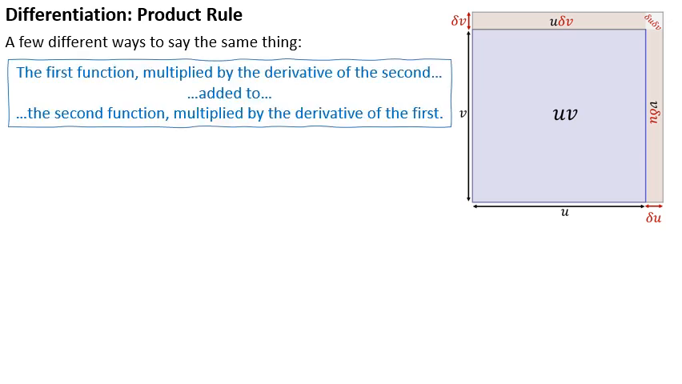So we could say the first function multiplied by the derivative of the second added to the second function multiplied by the derivative of the first. It's got this nice symmetry in it, which reflects the symmetry of products anyway. UV is the same as VU, so whatever formula we're expecting to get, it should have been symmetrical because UV and VU are the same, so the derivative should be the same.